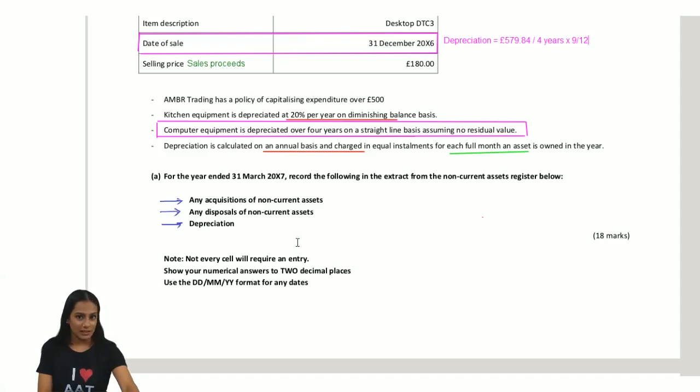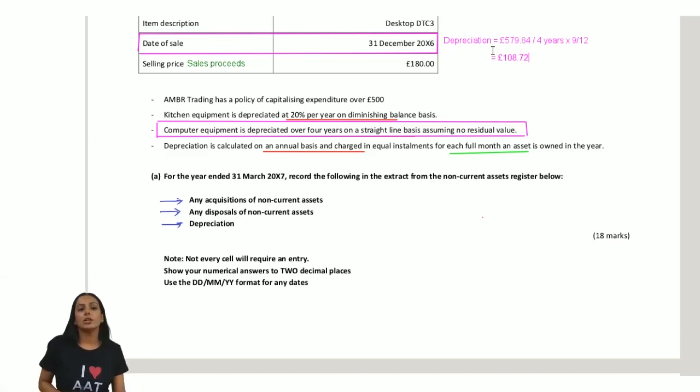So if I carefully type this on the calculator, because I don't want to get anything wrong, 579.84 divided by 4 times 9 over 12. This is going to give me a depreciation charge of £108.72. Allow me to type that here. 108.72.